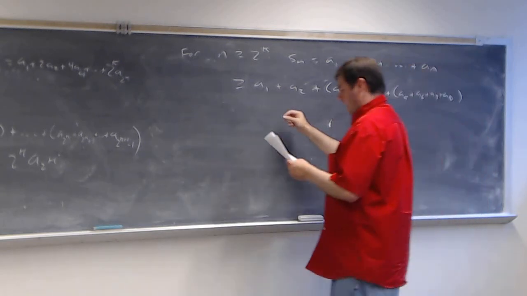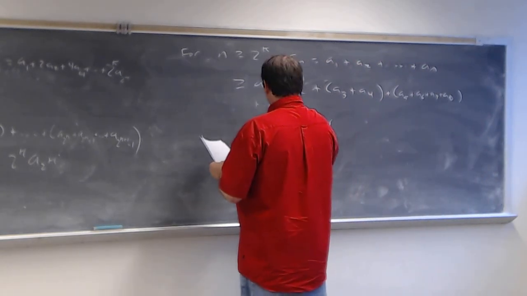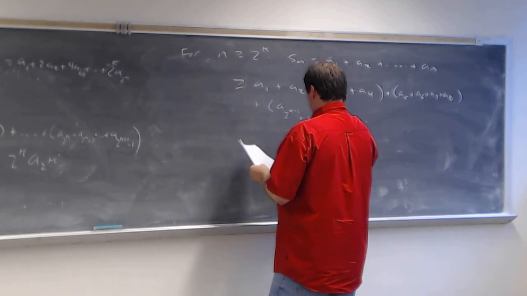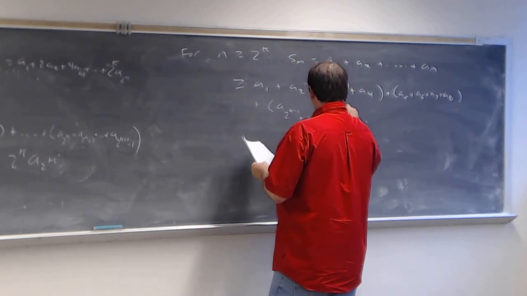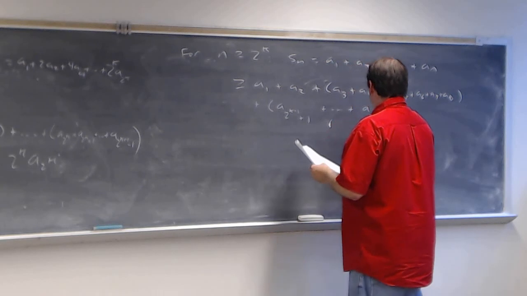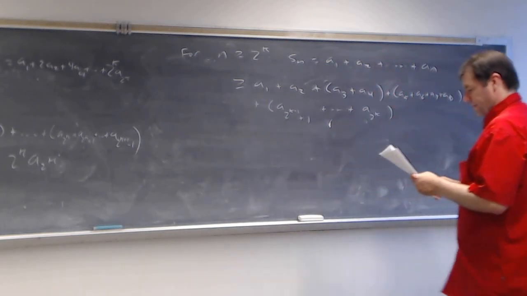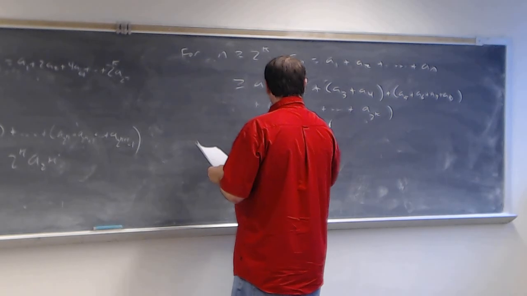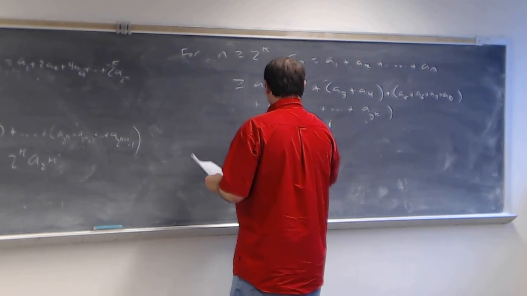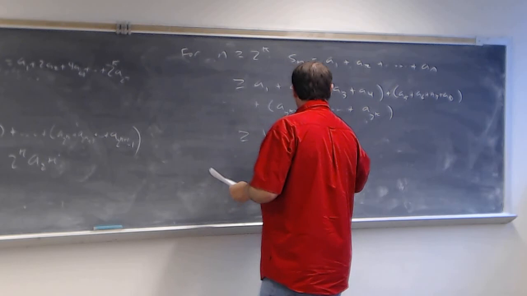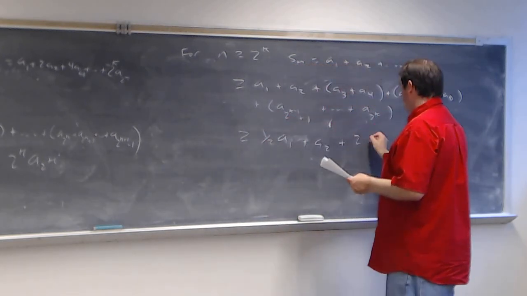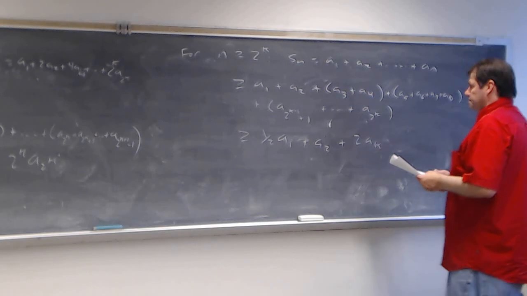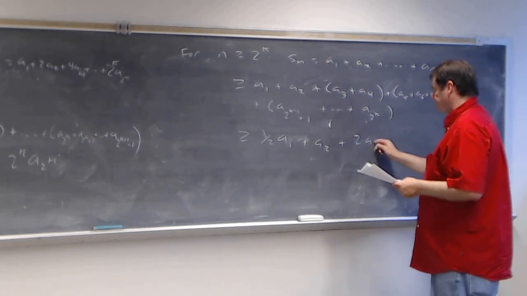And still on the same line, I didn't have enough room, I'll say plus a sub 2 to the k minus 1 plus 1, all the way up to adding up a sub 2 to the k. Okay, that's one line. This is going to be less than or equal to 1/2 plus 1/2 a sub 1 plus a sub 2 plus 2 a sub 4 plus 2 a sub 4.